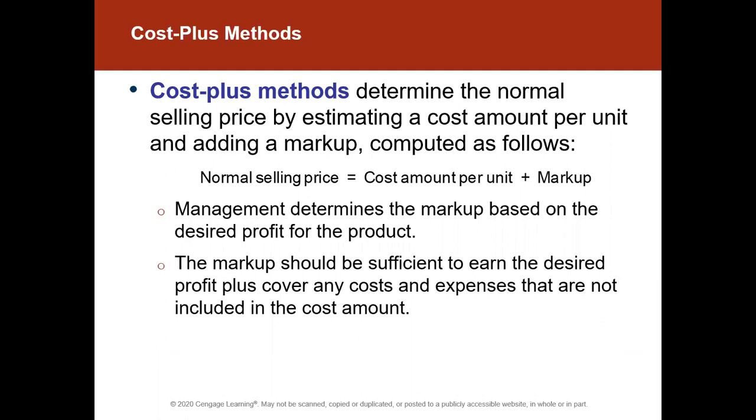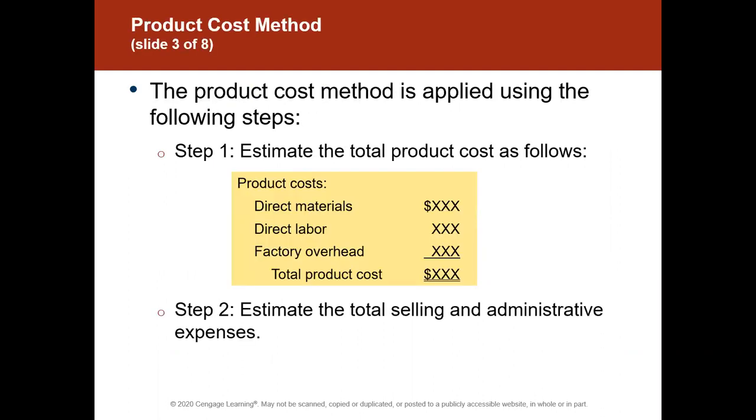And typically the markup is expressed as a percentage of the cost. That's usually how they do it. So I need to make 20% over my cost or something like that. They have it broken down into steps here, which I find valuable, okay?